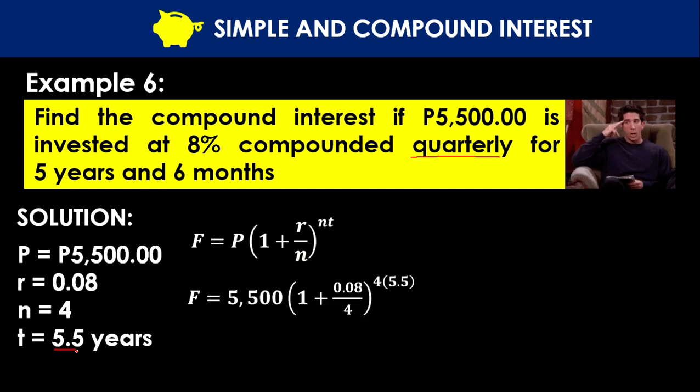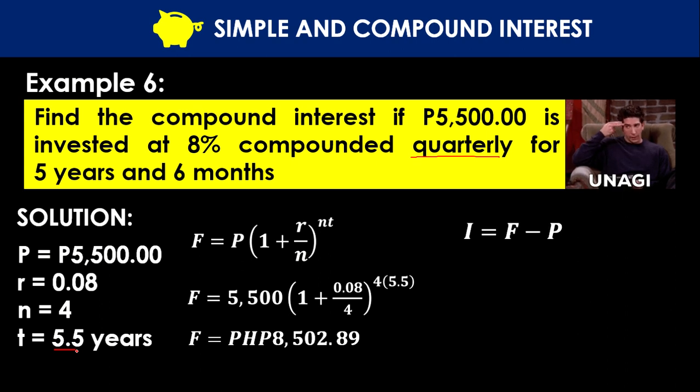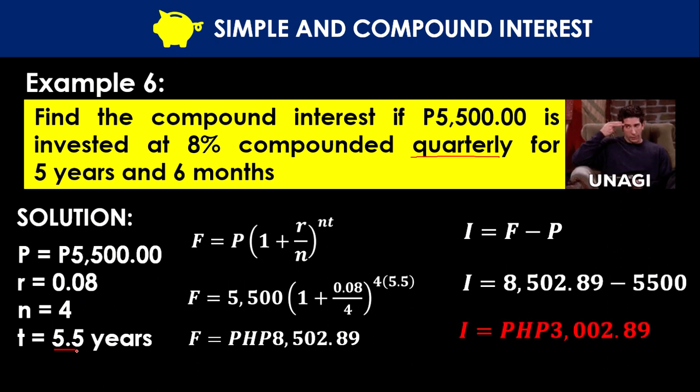5,500 times the quantity of 1 plus 0.08 over 4 raised to 4 times 5.5. So we have here our F as 8,502.89. But since we are after the interest, all we need to do is to subtract the future value to the present value. So that's 8,502.89 minus 5,500. And if we solve that, we'll have 3,002.89 pesos. So that is our interest.